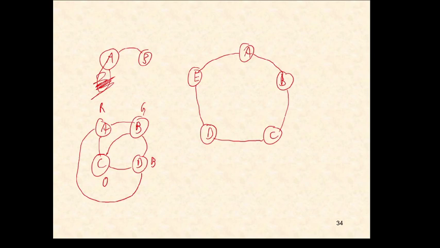So this one's colorable with even just 3 colors. But what if I add more edges? What if I make a completely connected graph?